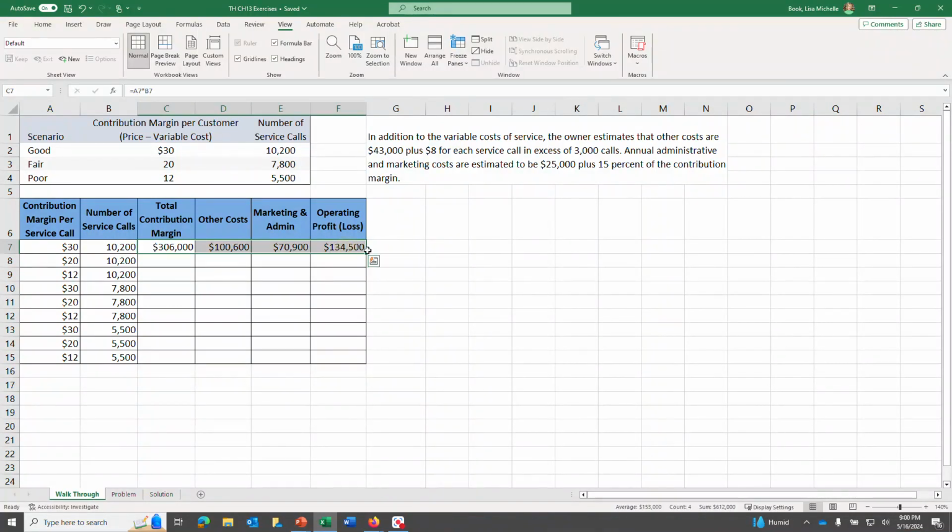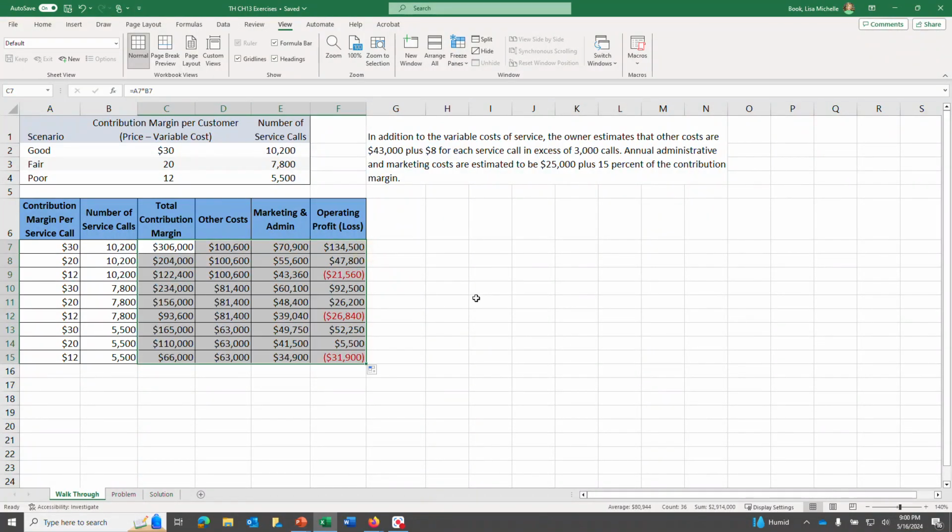The cool thing about Excel is once we built the formulas, I'm just going to copy them down. We can see our absolute best operating profit of $134,500, and our absolute worst situation, $12 contribution margin and 5,500 service calls, would have created a loss of $31,900.